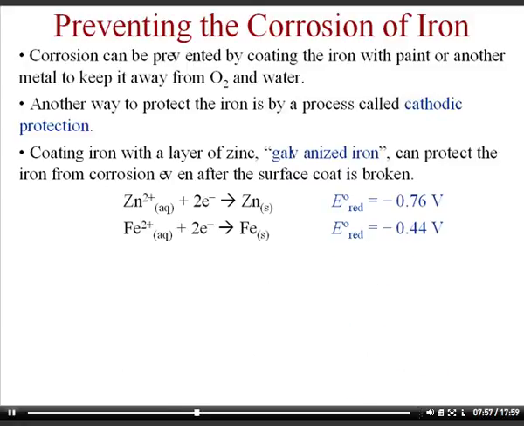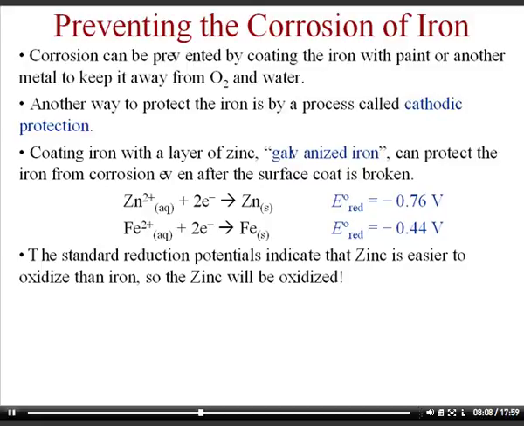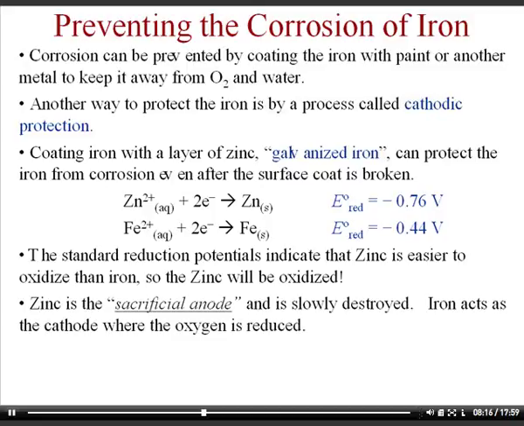So zinc has a more negative E reduction potential, which means it wants to be the Leo reaction more than iron wants to be the Leo reaction. So it will actually lose the electrons before the iron does. So zinc rusts, or zinc oxidizes, rather than the iron. And zinc is what's termed as the sacrificial anode. Zinc is sacrificed instead of the iron. So zinc is slowly destroyed, and the iron is still acting as the cathode where oxygen is reduced.